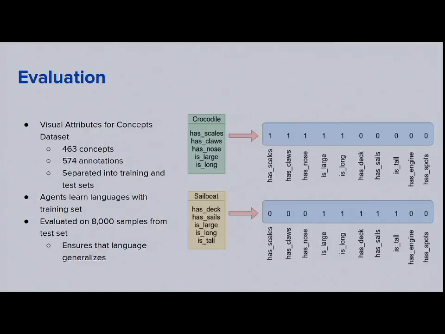And then when we finally evaluated the performance of the agents, we did it on 8,000 samples from the test set. This is important because this means that when agents were evaluated, they were referring to objects that they'd never seen before. The reason that we did this was to make sure that the language actually generalizes. They'll need to have some level of structure so that when they see brand new objects, they can communicate about them. It's ensuring that they're not just randomly assigning messages in a somewhat meaningless way to different concepts.